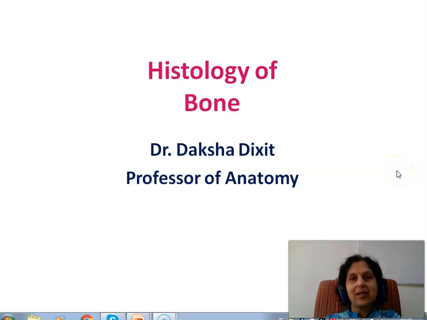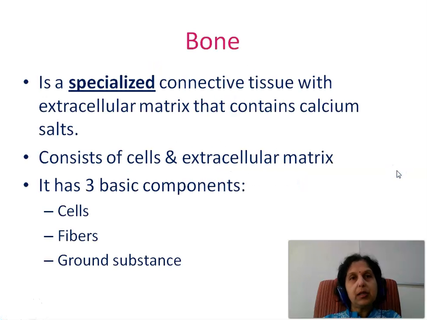Hello students, we're discussing the histology of bone tissue. Now, bone is a specialized connective tissue with extracellular matrix that contains calcium salts. It consists of cells and extracellular matrix. It has three basic components: cells, fibers, and ground substance.